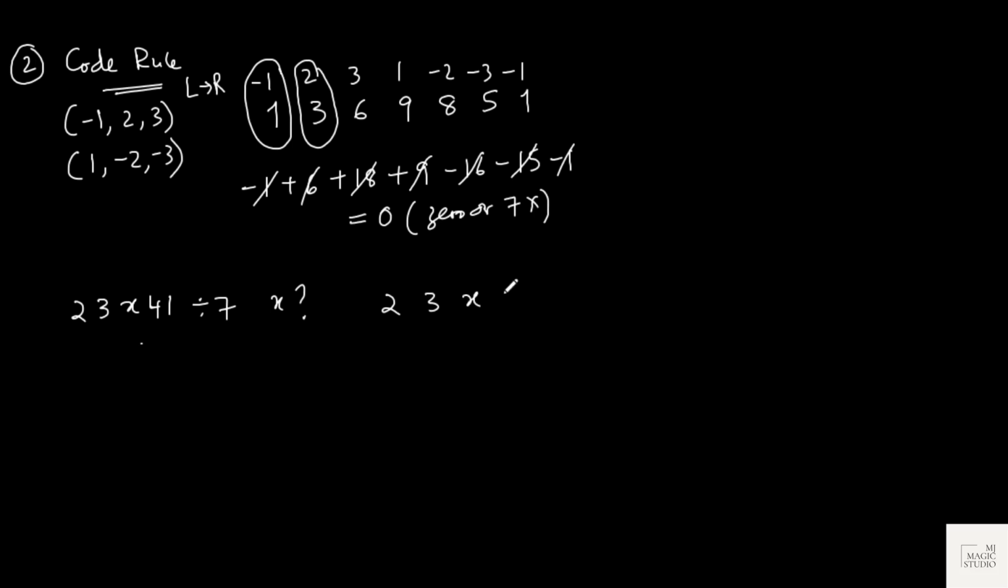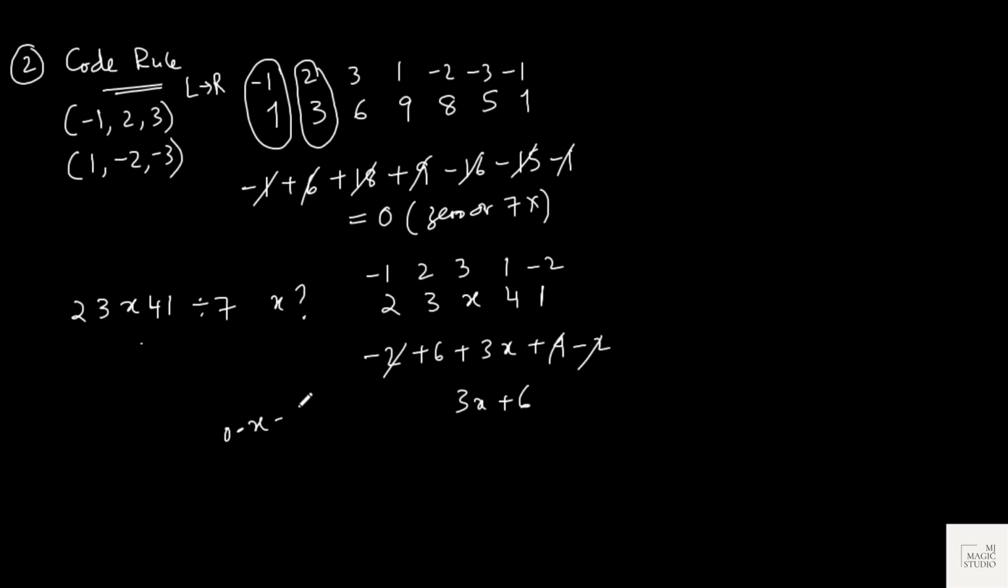Like 23x41, if I use the code -1, 2, 3 and then 1, -2, I'll get -2 plus 6 plus 3x plus 4 minus 2. The -2 and 2 are gone, so I would be left with 3x plus 6. Now I need to find the value of x, which will obviously range between 0 to 9, such that when this value is put here, this whole expression 3x plus 6 becomes either 0 or a multiple of 7.